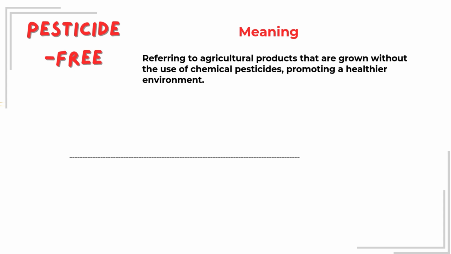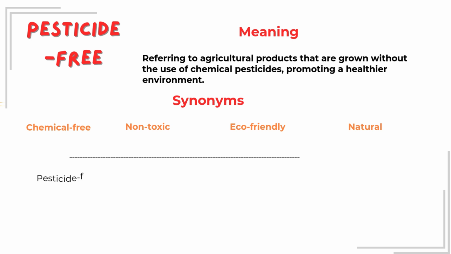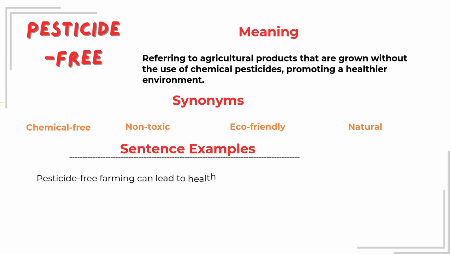Pesticide-free: referring to agricultural products that are grown without the use of chemical pesticides, promoting a healthier environment. Also chemical-free, non-toxic, eco-friendly, natural. Pesticide-free farming can lead to healthier ecosystems and better food quality.